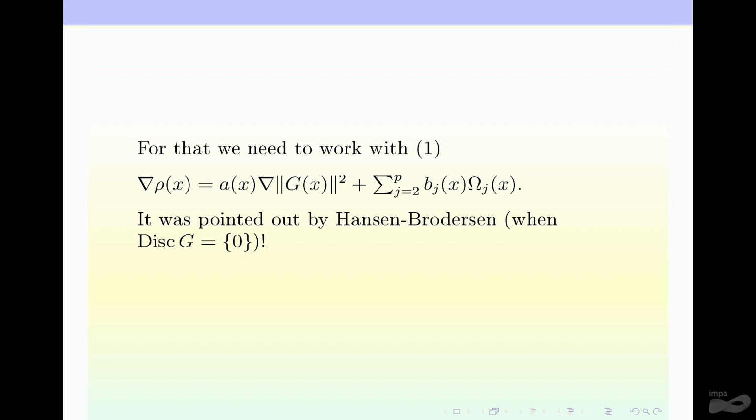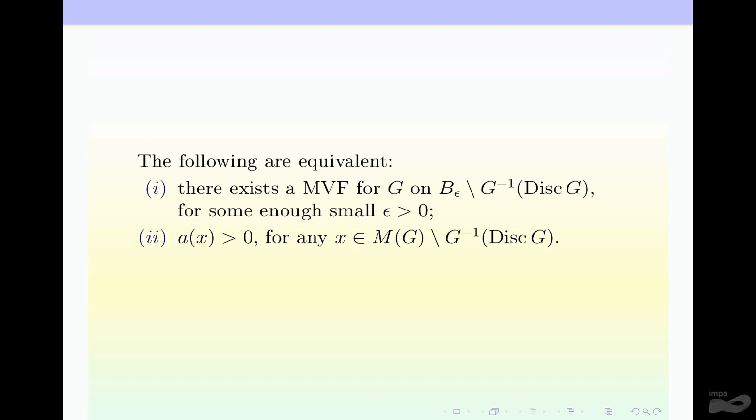But anyway, so what can we say? The following are equivalent. There exists a Milnor vector field for G here. Now the Milnor set of G is included in the picture for some epsilon small enough. If and only if AX is positive for points in the Milnor set of G. Okay.